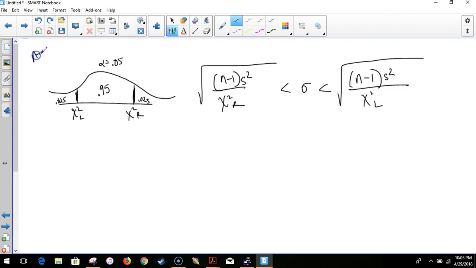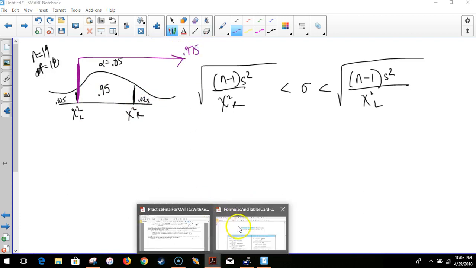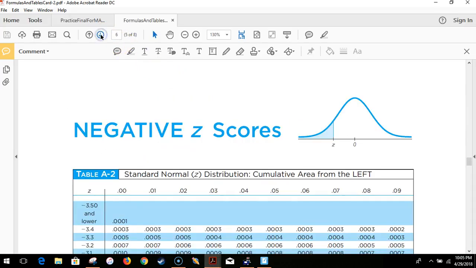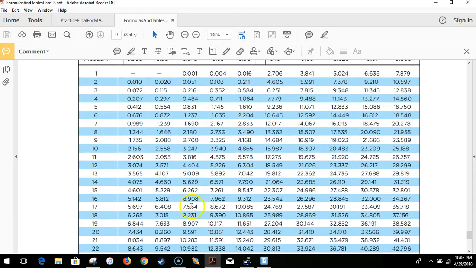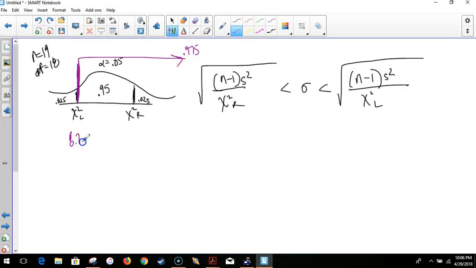So I had n equal to 19. That means df is 18. And that formula card reads backwards in that I'm going to say the area to the right. So the area to the right of this left one is that 0.95 plus this little bit. That's 0.975. So I'm going to go to the fold-out card and go to the very last one. And I have, here's the 0.975, and I got to go down to 18, and my left is 8.231.